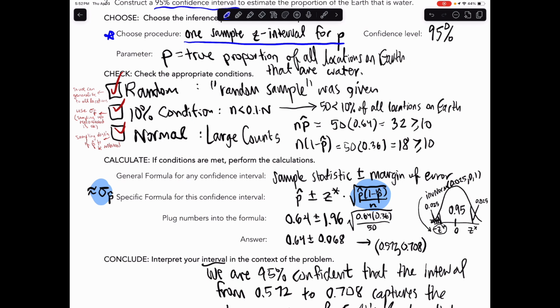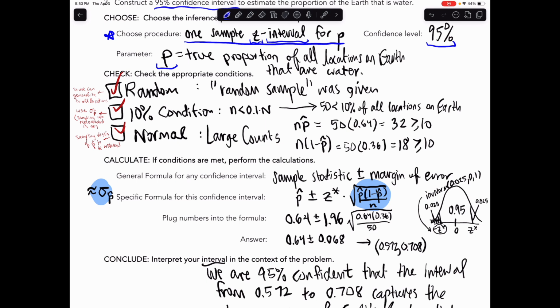The one sample Z interval for P. Interval just means confidence interval. Z is going to be part of the way we construct it. And one sample just means that the population is just one group of people, or in this case, one group of locations. You have to state the confidence interval, and you have to talk about P and give context.